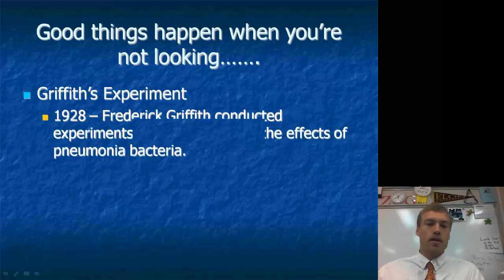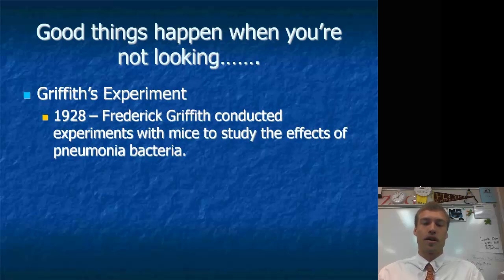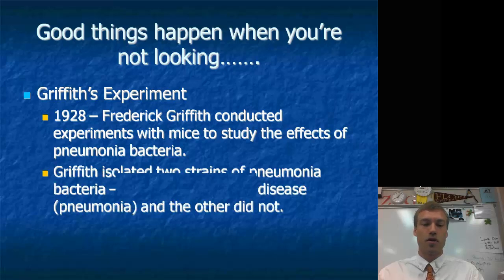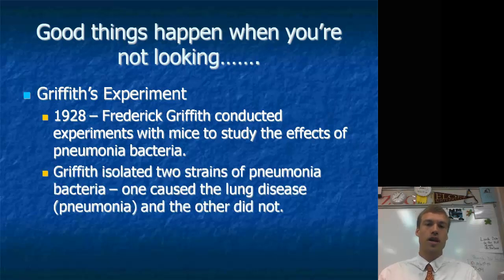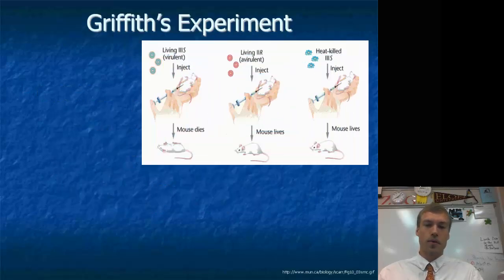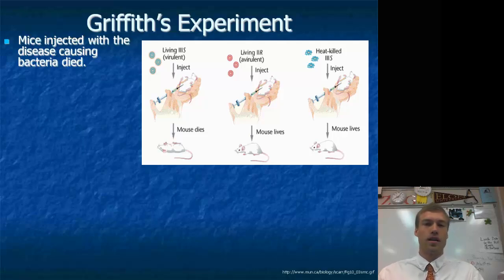So there was this guy named Griffith, and he was studying the effects of pneumonia bacteria. He had two strains of the bacteria. One of them caused lung disease and one of them did not. So he injected some mice with disease-causing bacteria. Obviously, they died. That's what we expected. That would be our control, so that we could see what exactly was going on.